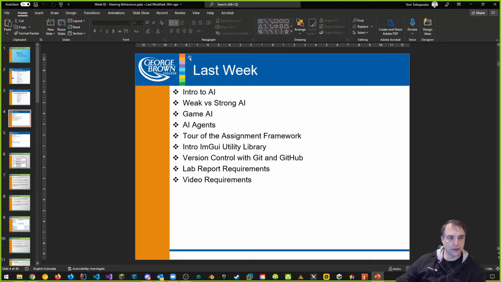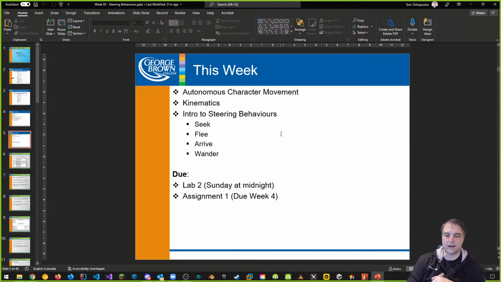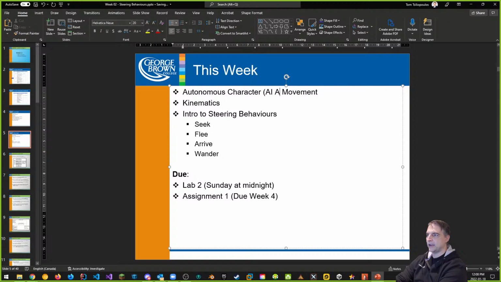I think there's opportunity still for you guys to do that. So what are we doing this week? We're going to be talking about, again, autonomous character movement. And when we talk about autonomous agents or autonomous characters, we can think of AI agents as what autonomous characters are. We're going to be talking about kinematics and what that is, the science of motion, if you will. And we're also going to do a brief intro to steering behaviors this week and talk about what the difference is between kinematic movement and dynamic movement.